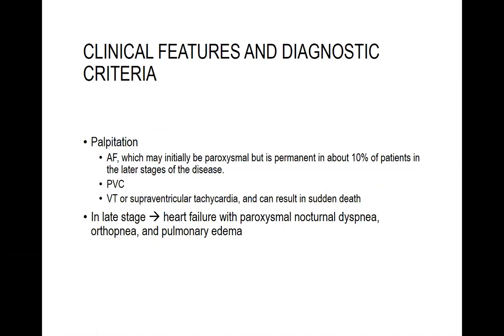Usually, patients present with palpitations. Most of these people will have atrial fibrillation. Usually it's paroxysmal, but it will become permanent in 10% of the patients. The patient can have PVCs. The patient also can have VT or supraventricular tachycardia, and this can result in sudden cardiac death. In late stage, heart failure can present, and the patient can present to you with PND, orthopnea, and pulmonary edema.